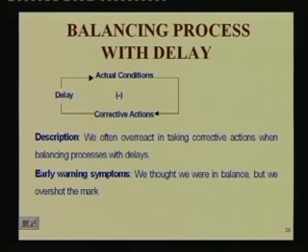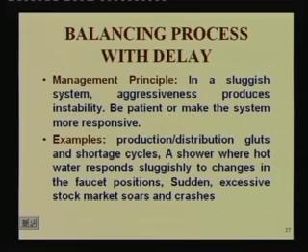The balancing process with delay is a simple one. We have the actual conditions and we have the corrective actions, but the actual conditions will change only after a delay. This must be understood. An example: production and distribution gluts and shortage cycles, a shower where hot water responds sluggishly to changes in the faucet position, and sudden excessive stock market soars and crashes. See, you try to understand this.